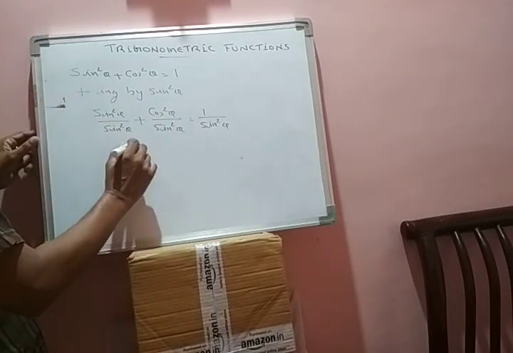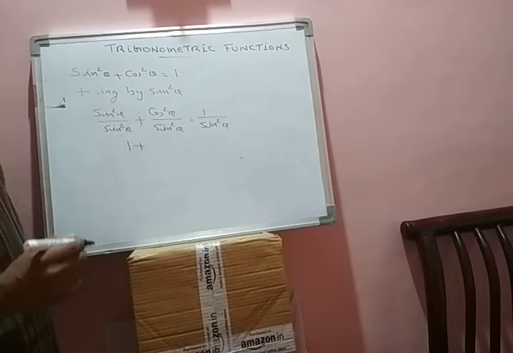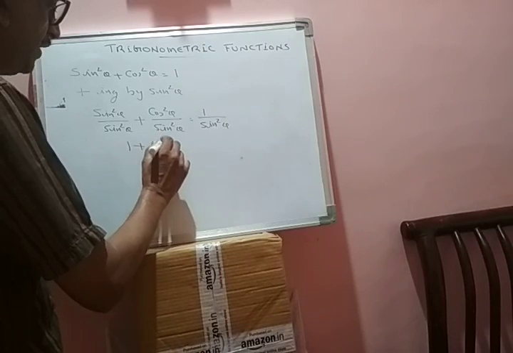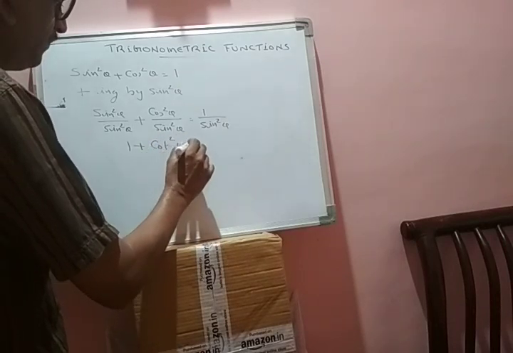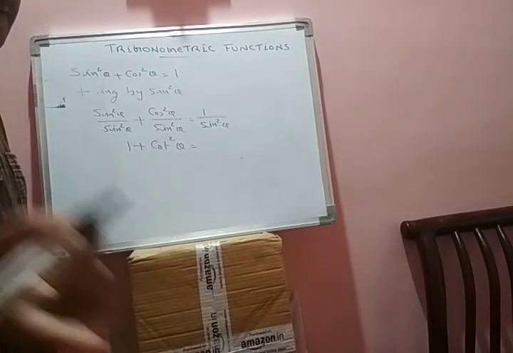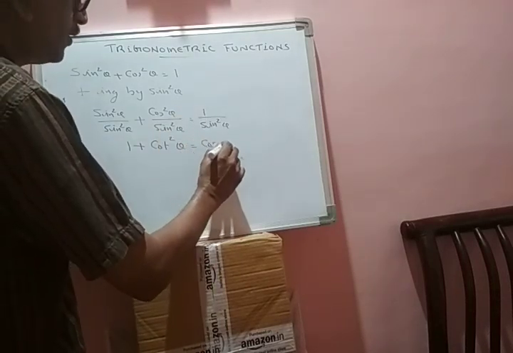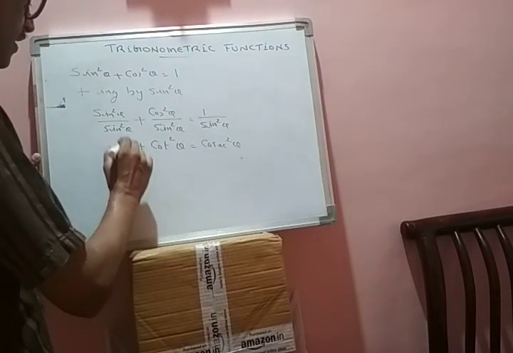Answer 1, plus cos theta by sin theta is cot theta. Therefore, cos theta by sin theta, the whole square, is cot squared theta. 1 by sin theta is equal to cosec theta. Therefore, 1 by sin squared theta is equal to cosec squared theta. This is the third result.